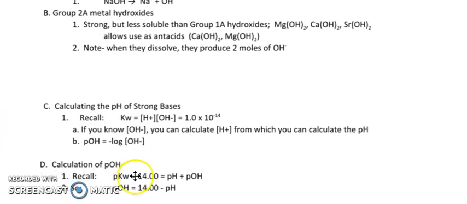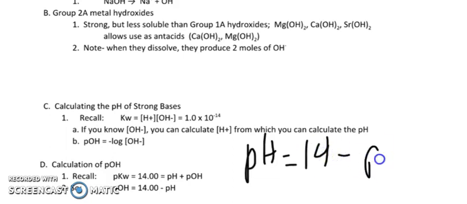So pOH is 14 minus pH, or what else can we say? We can say that pH is equal to 14 minus pOH. So it's really whatever you're given and whatever you're solving for is how you're going to manipulate it. So let's go ahead and look at this next problem here.